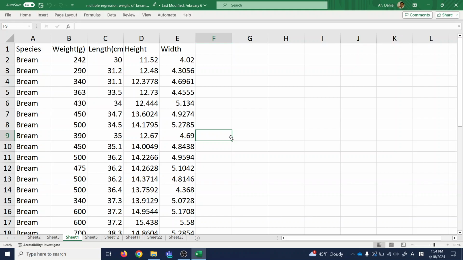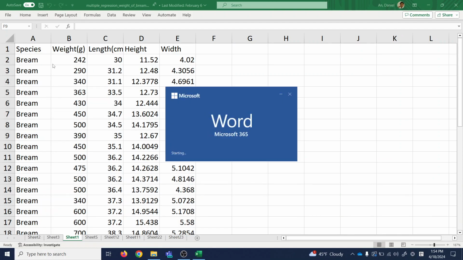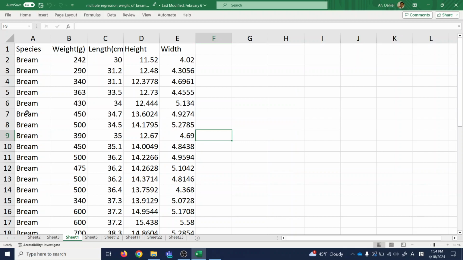I will briefly talk about multilinear regression. So here's a data set where many different bream fish were measured in their weight, length, height, and width. And what one wants to do is use the information of length, height, and width to predict the weight of the bream fish.